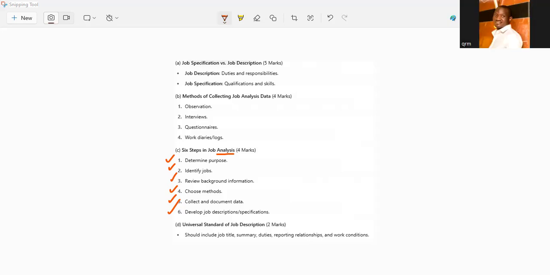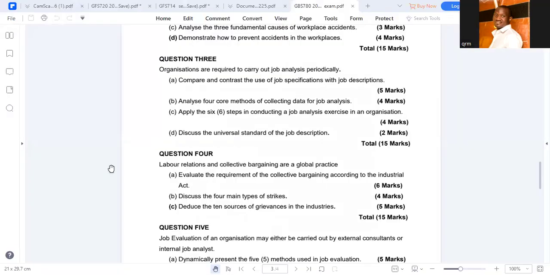So the latter part, you're being asked now to understand or discuss the general universal standard of a job description. What is the universal standard of a job description?